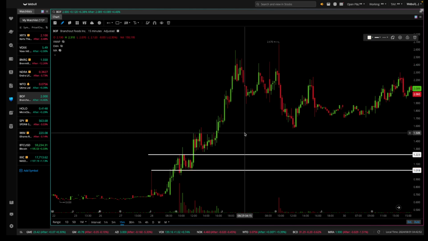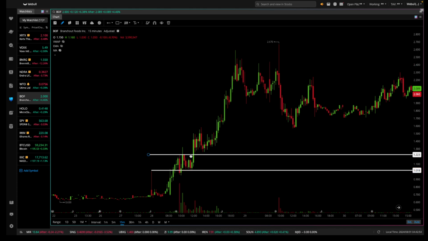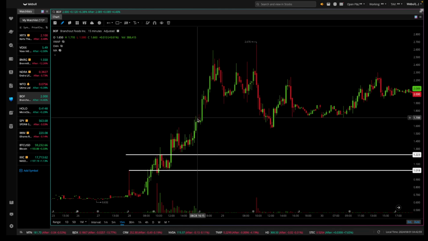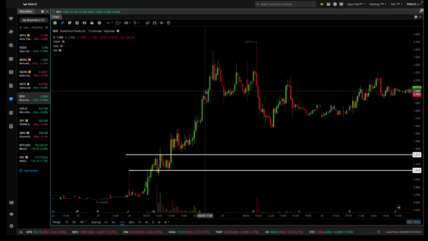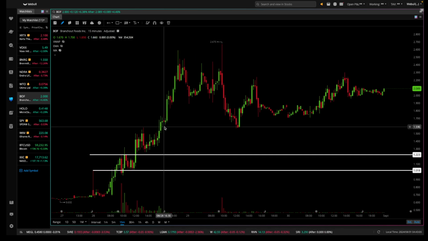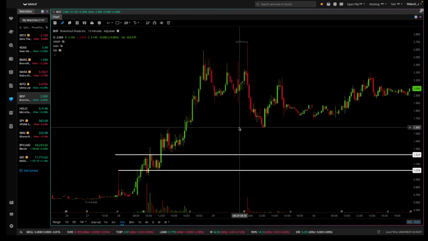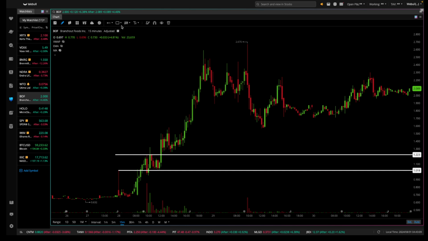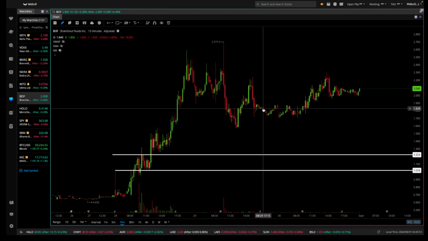That's pullback 1. We get another pullback here into the same level, another potential entry. That's 2 pullbacks, 2 entries before price runs. I wouldn't have got in any of these areas, and I wouldn't have got in here because for me, it's just too far gone, right? The first 2 pullbacks are your best pullbacks in my opinion, according to Elliott Wave Theory as well. 1, 2, 3, 4, 5 before price gets a bit overextended.